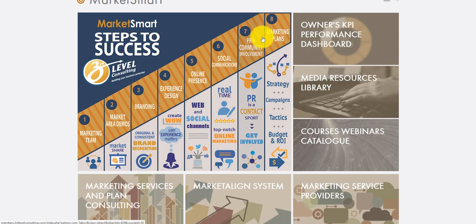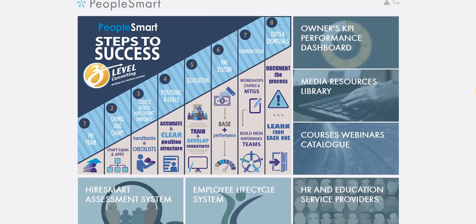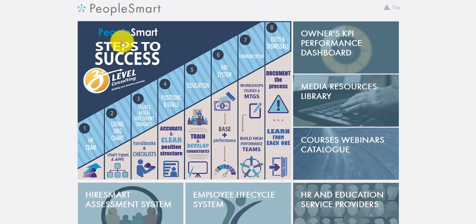They're all hyperlinkable. You can rate yourself with a KPI performance dashboard. You can link right to the rest of the media resources and courses. And there's additional marketing services and marketing applications that you can look at. In addition, there's marketing service providers that we recommend that are partners of ours. You can go on to the next. They're all set up exactly the same way. The People Smart Success System, all 8 of the success steps progressively to have a world-class People Smart system.